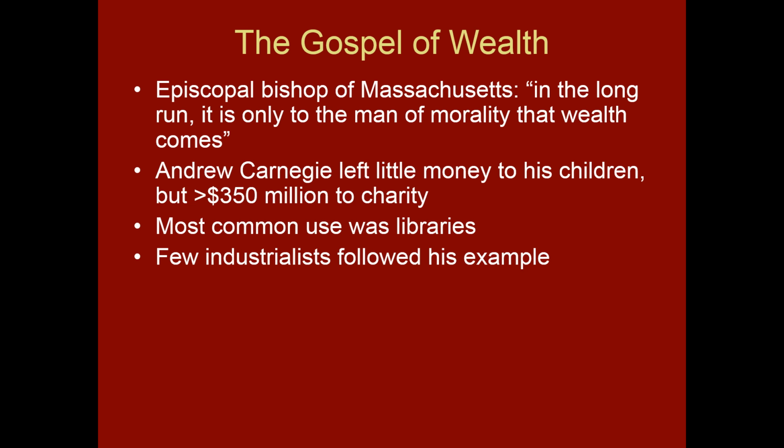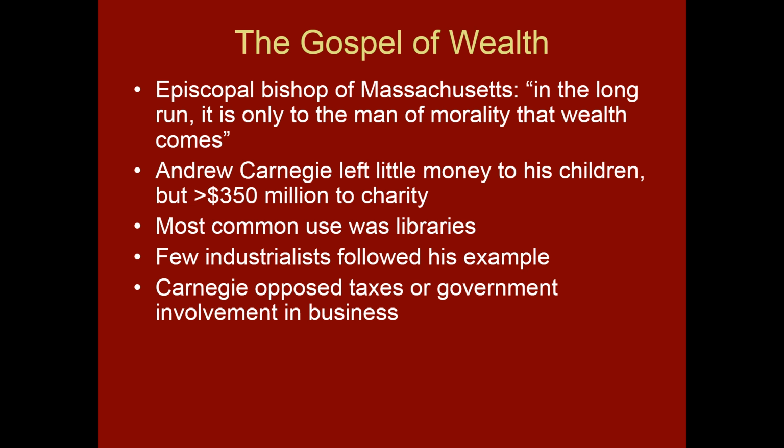But Carnegie was one of the most generous. Very few industrialists followed his example. John D. Rockefeller was one, but there weren't many others. Carnegie was generous with his money, but only if he could do it voluntarily. He was strongly opposed to taxes or government involvement in business. There were no income taxes and no corporate taxes when he was making his money.